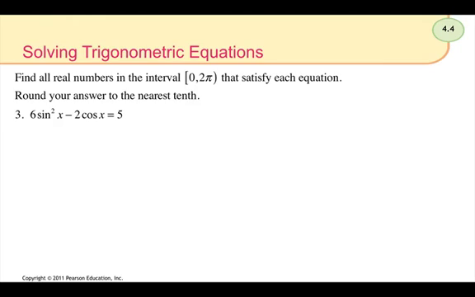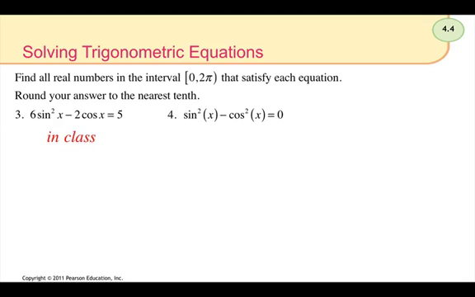So here's 3. Same directions as number 1 and 2. Number 3 is 6 sine squared of x minus 2 cosine of x equals 5. What we are going to be doing in this problem is applying the quadratic formula, but this problem will be done in class. Let's go to number 4.